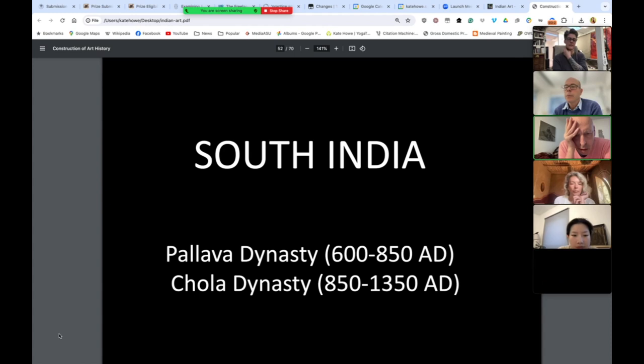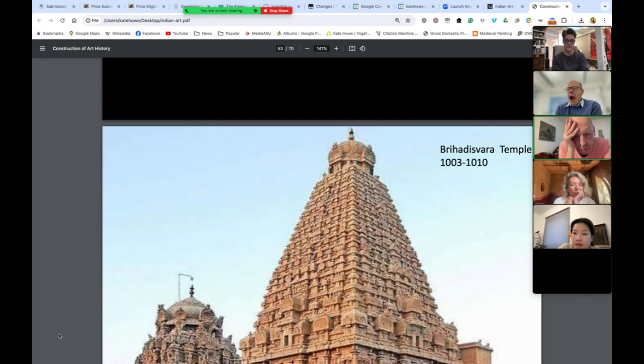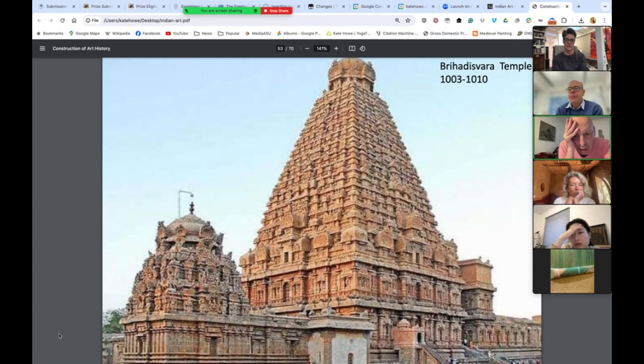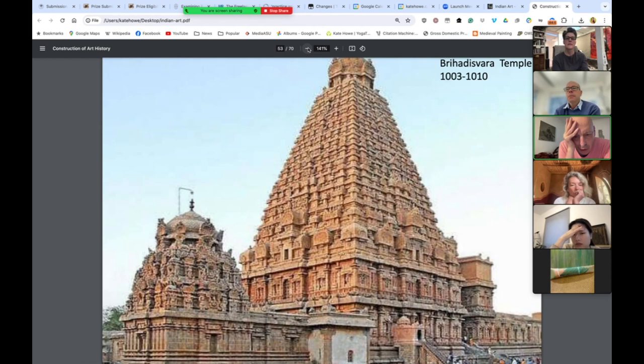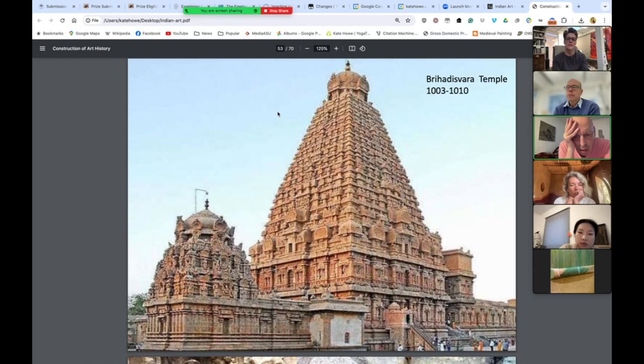So South India is in many ways distinct from Northern India and has a different set of dynasties, mainly the Pallava and Chola dynasties. Next. They're tremendous stone builders.